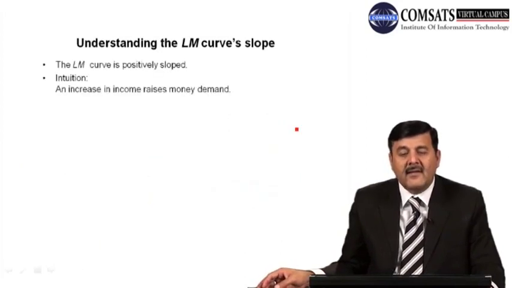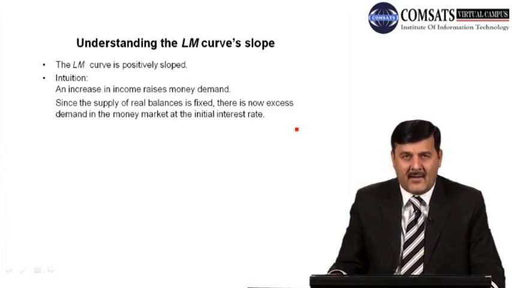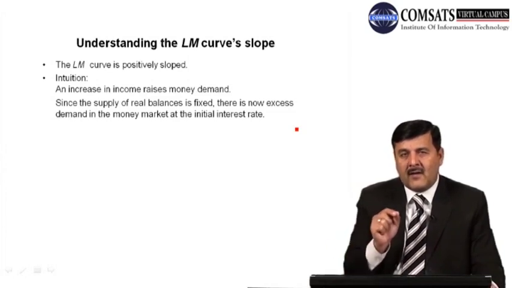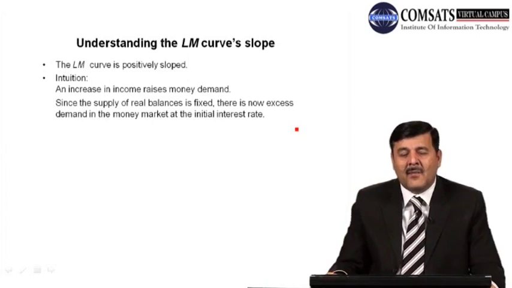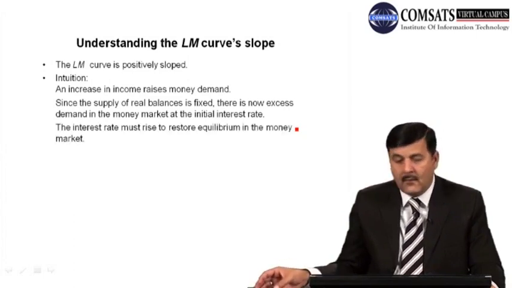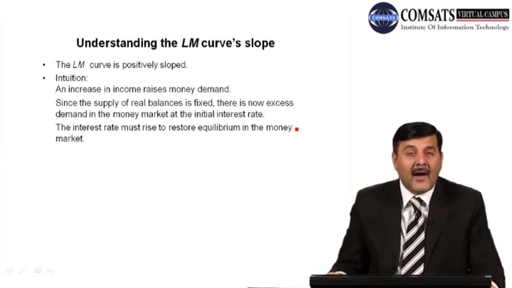Now understanding the LM curve slope. The LM curve is positively sloped. Now what is the intuition, what is the logic behind this? An increase in income raises money demand, right? First, note that when income increases, money demand will increase. Since the supply of real money balances is fixed, there is excess demand in the money market at the initial interest rate. So what will happen? The interest rate must rise to restore equilibrium in the money market.